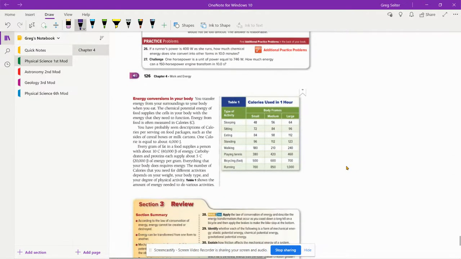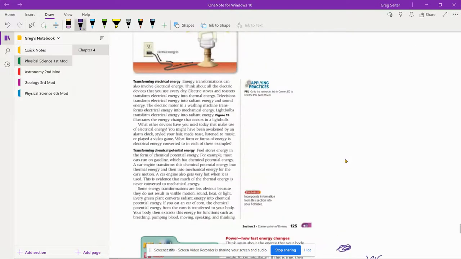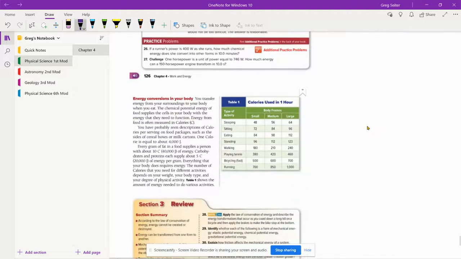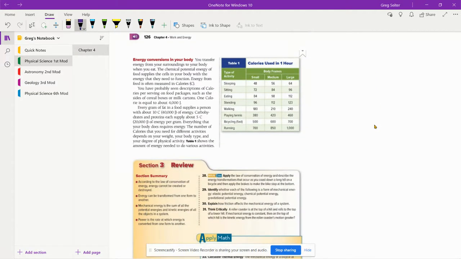The big thing that we're looking at here is the transformation of energy, going from one form of energy to another. All right. Energy conversions in your body. This is how much energy you use when you're doing different things. So make sure to take a look at this and take a look at the table.